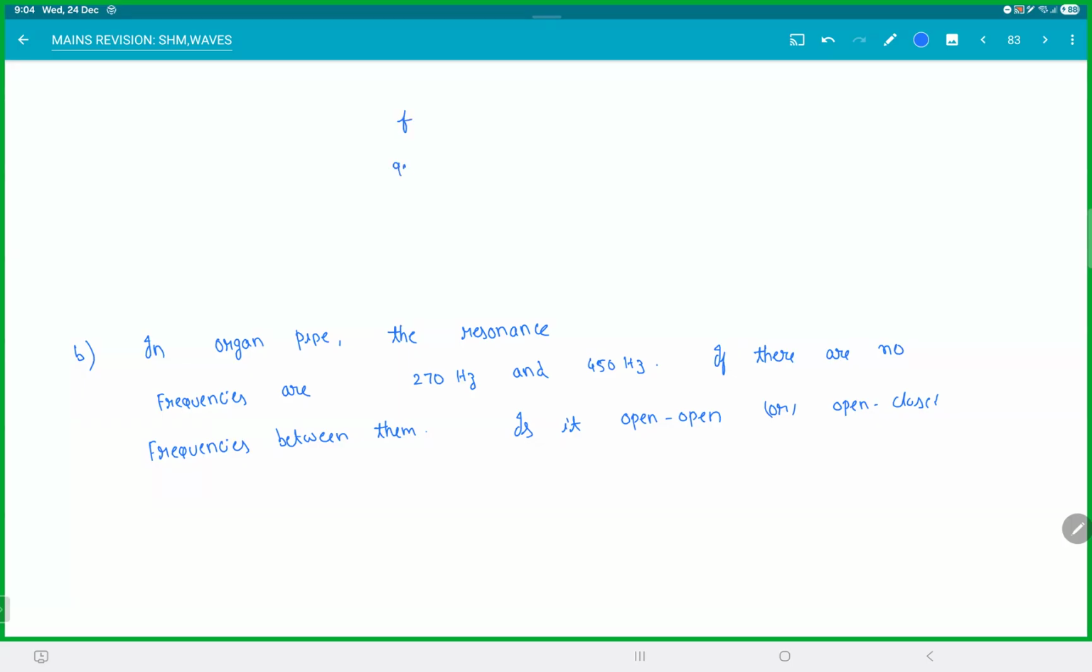We got 90 hertz. Then we got 3F, which is 270 hertz. Then we got 5F, which is 450 hertz. Did you notice something? Even harmonics are missing. If F is 90, shouldn't it be 2F, 3F, 4F, 5F? You can clearly see here, 2F is missing, 4F is missing. Even harmonics are missing.